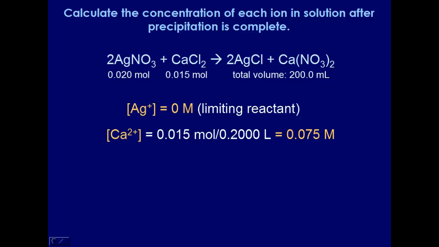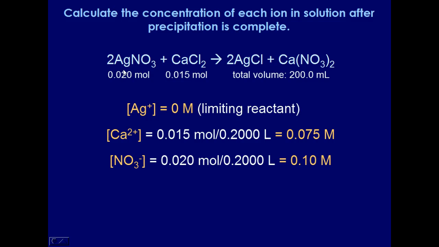0.075 molar. We would do the same thing for the nitrate, taking the moles of the nitrate ions, which are in a 1-to-1 ratio with the compound, so they would have the same number of moles as silver nitrate, divide it as well by the new volume, and we would round that to 2 sig figs, 0.10 molar.